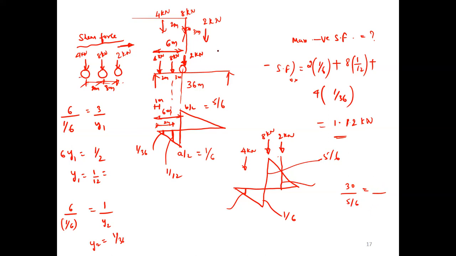our distance I will consider first. Here, if you remove 3 from 30, what is the distance that will remain here? 27. 27 by y1. What is y1? Compute y1. It's 2 by 9, sir. 2 by 9. Yes.